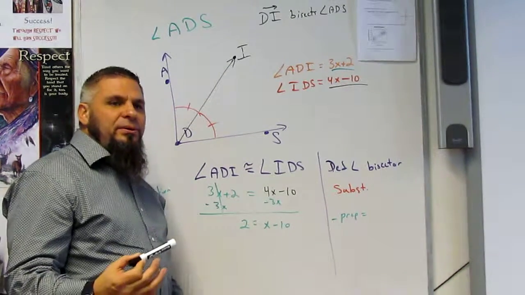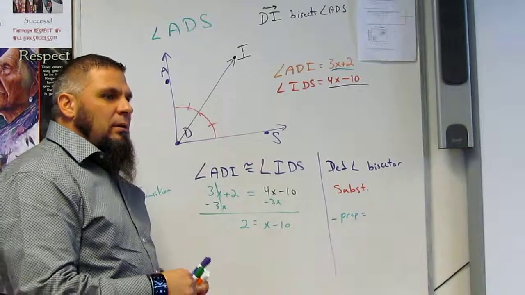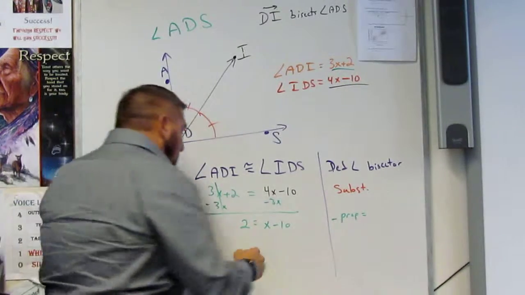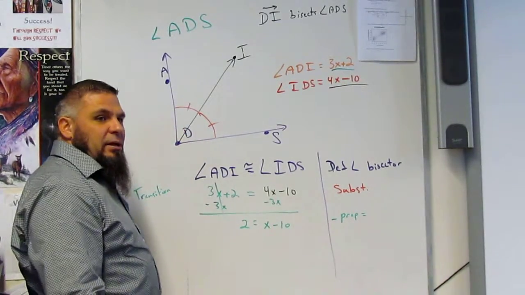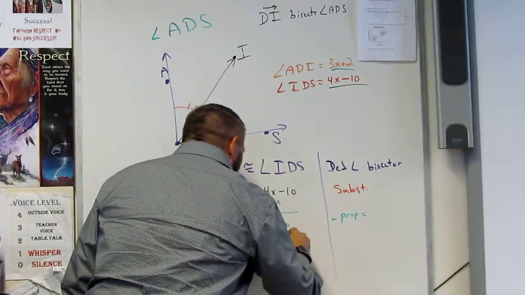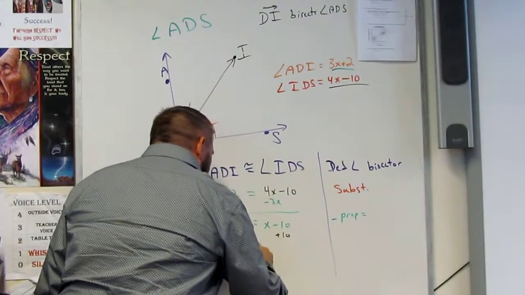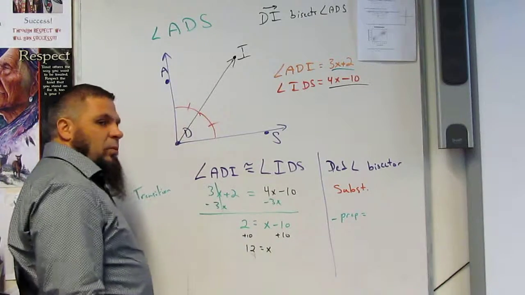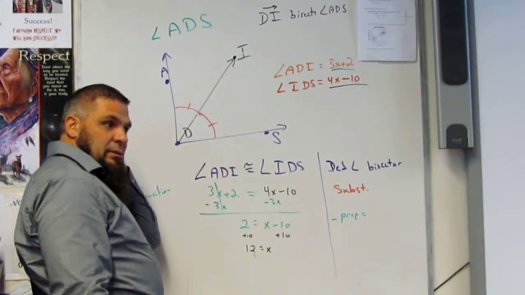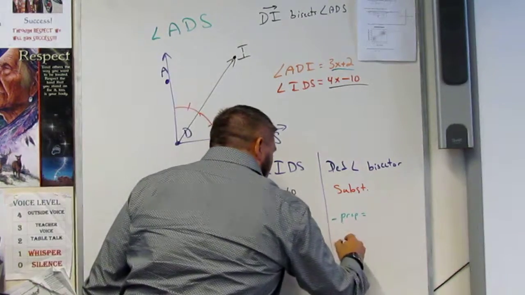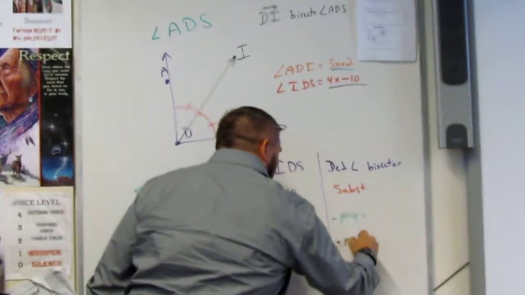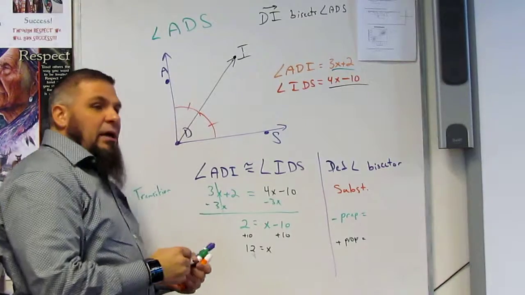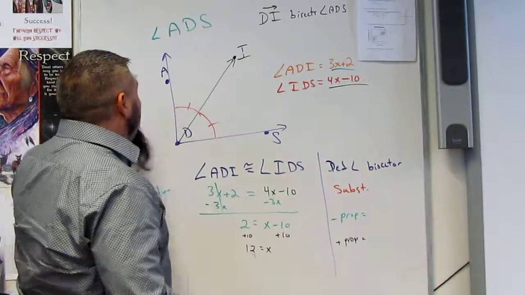What do we do now? Add the 10. Yeah. So I got to get the x alone. Okay? So I got to add the 10. So I get 12 is equal to x. And what did I do to do that? Good. Addition property of equality. And that's it.